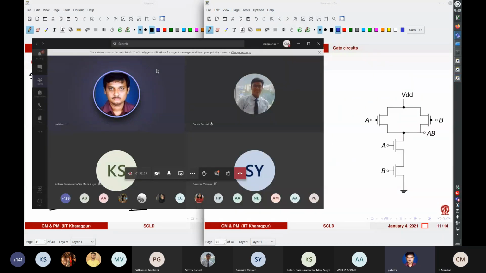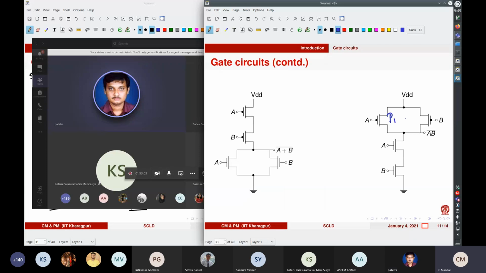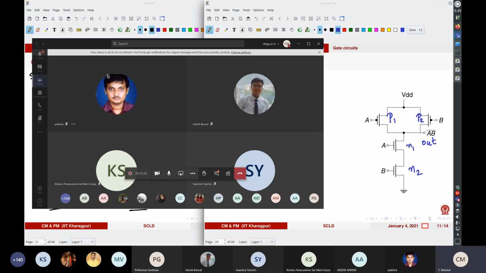So you similarly denote values for P1, P2. The upper two transistors are of P type. Let me just label this. This is P1. This is P2. This is N1. This is N2. And this is out. You draw the table, take a picture with your mobile phone and post it.